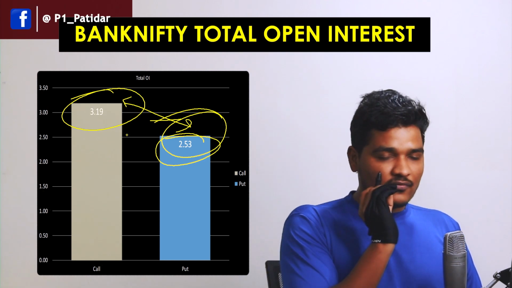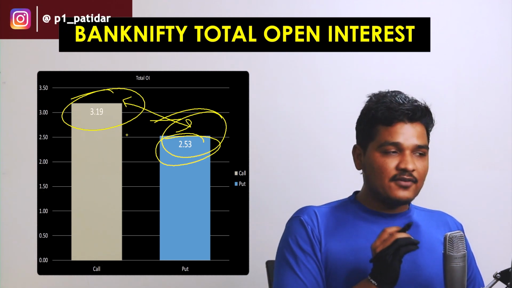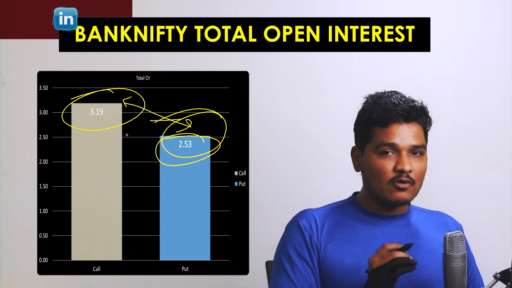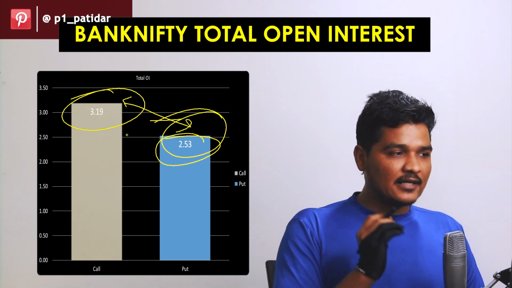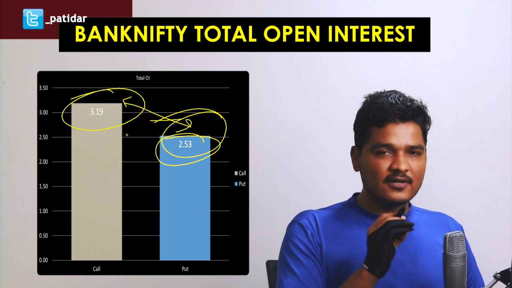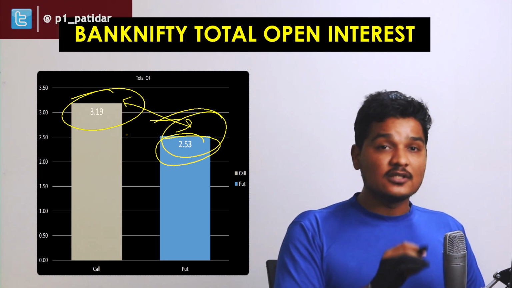So that is what the weekly picture is saying. The Bank Nifty weekly picture is saying that Bank Nifty will go down, but it is still not a strong signal, because Nifty is clearly indicating a strong signal, but for Bank Nifty it is not a strong signal if you see the total open interest.